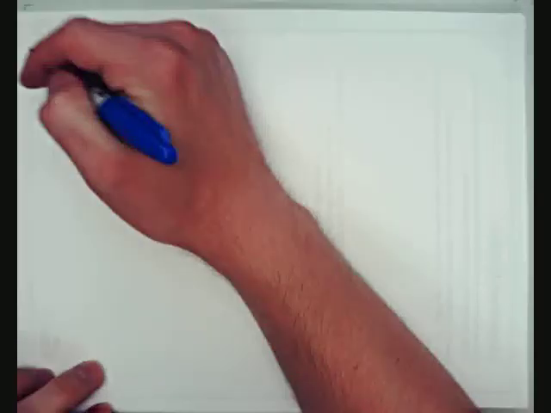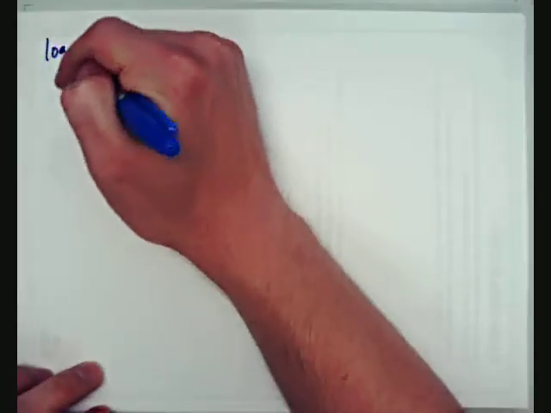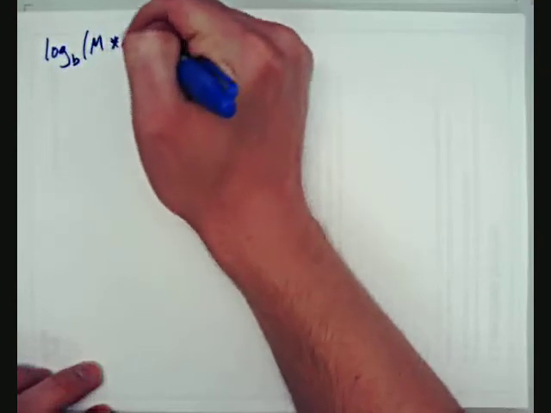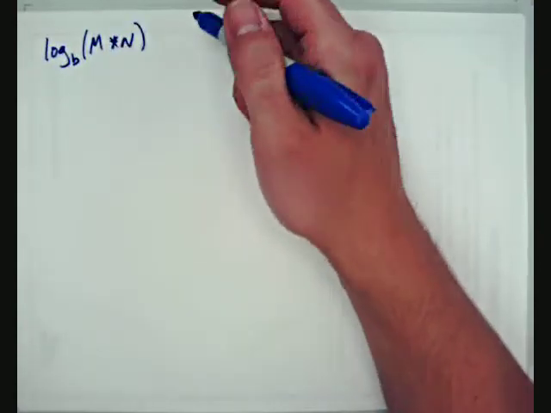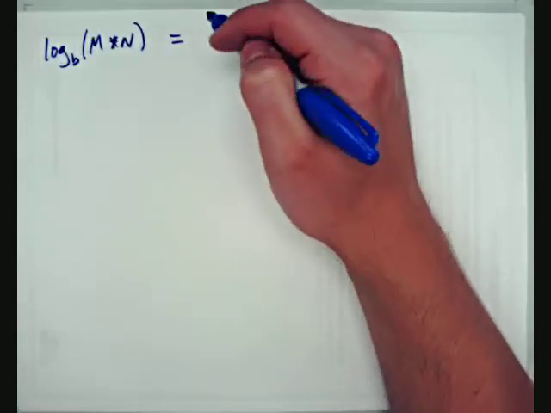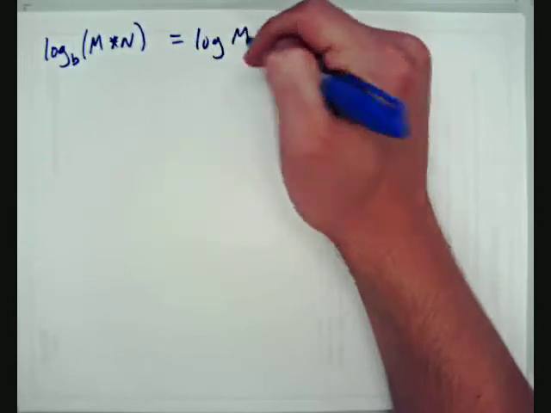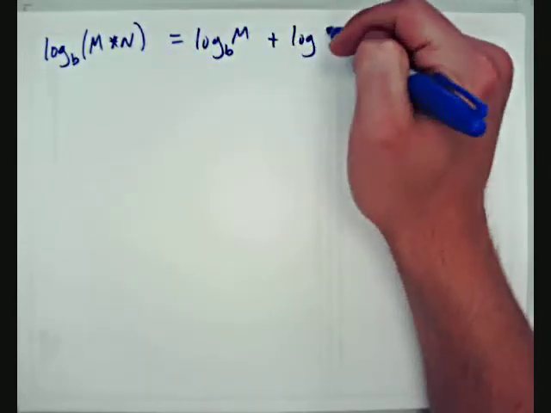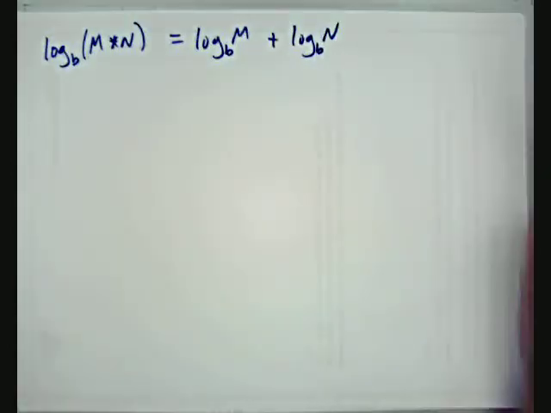When we multiply with the same base in exponents, we end up adding the exponents. Something similar happens with logs. So if I have the log with any base of m times n, then the product property says that you can split that into 2 separate logs, the log of m, still base b, plus another log of n, still base b.